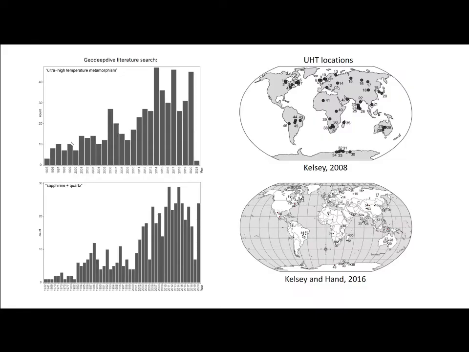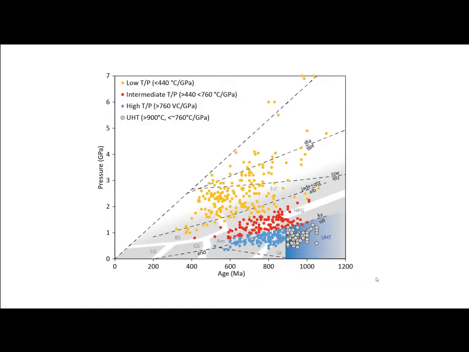So UHT metamorphism was recognised around 4 decades ago, but was not widely accepted until the mid to late 90s. At this time, Simon Harley started quantifying the thermobarometric conditions of various UHT assemblages. When Dave Kelsey put together a review in 2008, he had just under 50 occurrences, and when he updated that with Martin Hand in 2016, they had just under 60 occurrences. So what is UHT metamorphism?